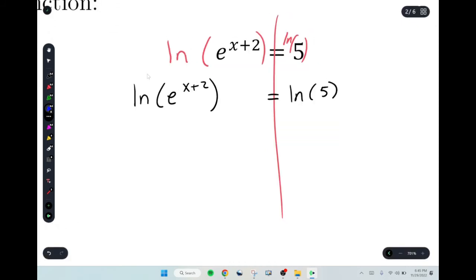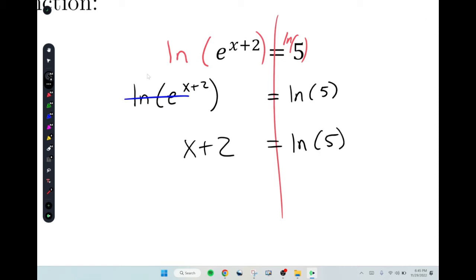So, it's gone. It's literally just gone. x plus 2 equals ln of 5. Almost done. One last step. Literally done.